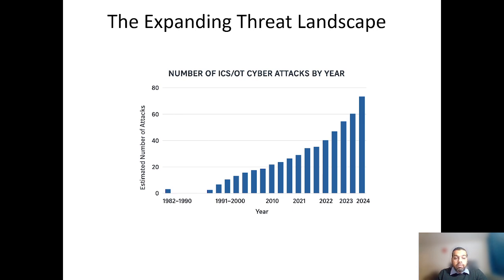There are several factors which are responsible for this explosion. One is that IT/OT convergence has made industrial systems far more reachable, and the tools, the knowledge, and the exploits which were once limited to governments are now widely accessible. And criminal organizations, activists, ransomware groups, and even inexperienced attackers now target OT environments. So we see a tremendous increase in the number of ICS OT cybersecurity attacks year by year.